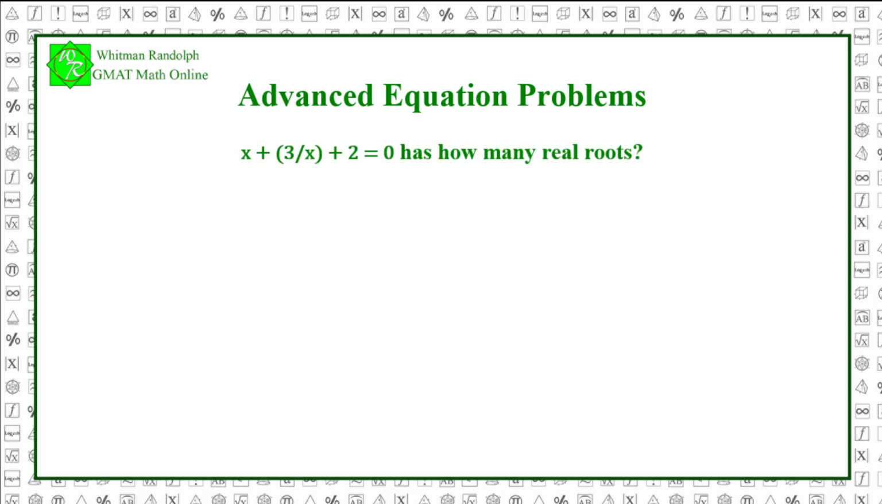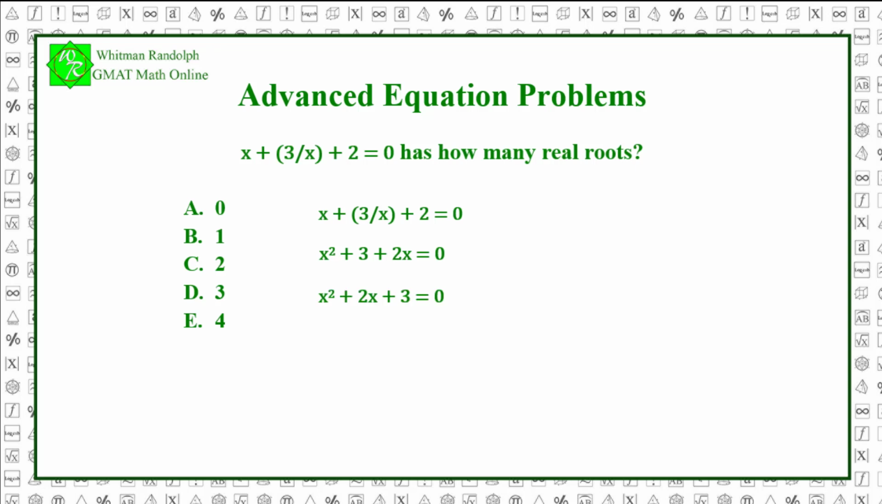Problem. X plus 3 over x plus 2 equals 0 has how many real roots? And here are some possible answers. Let's find the solution. When we remove x from the denominator of one of the terms in this equation, we will see that we have a quadratic equation. We do this by multiplying both sides of the equation by x. So x squared plus 3 plus 2x equals 0. Rearranging the terms, we get x squared plus 2x plus 3 equals 0.